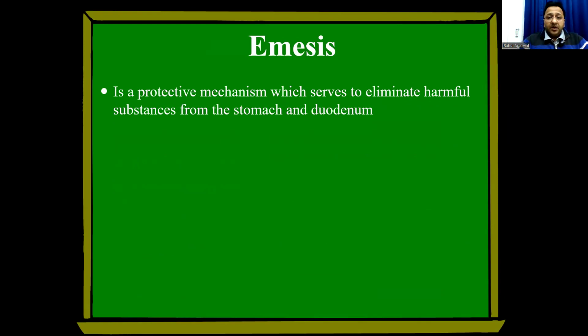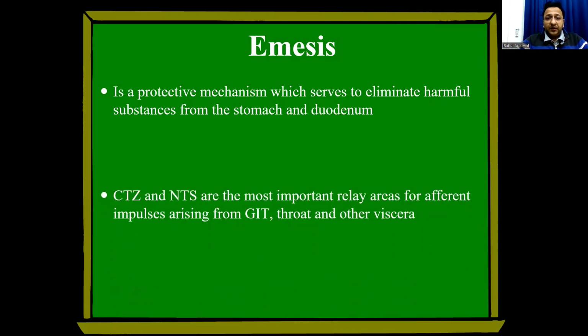Simple. So these are the two important areas, CTZ and NTS. We'll see those areas, and it will be more clear as we go on. CTZ is the chemoreceptor trigger zone, and NTS is the nucleus tractus solitarius. These are the important areas from where the impulses come, and those impulses travel to the vomiting center, which is present in the medulla.